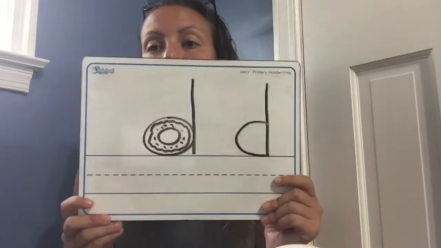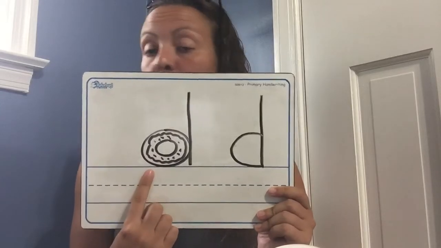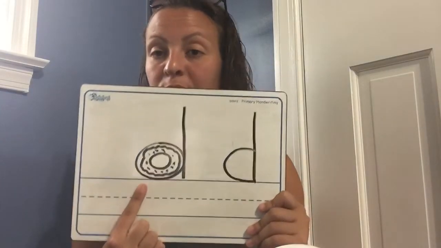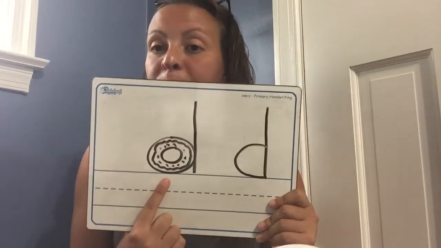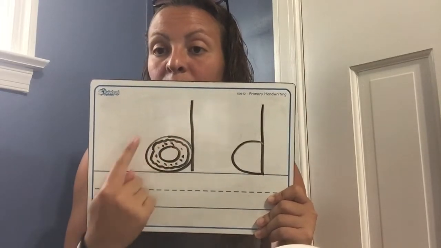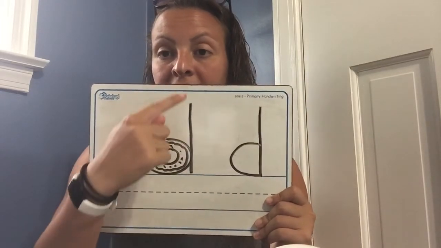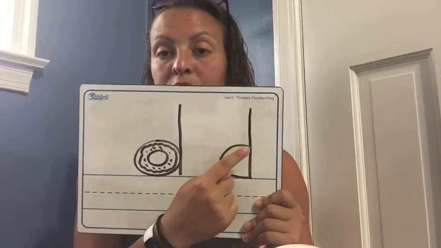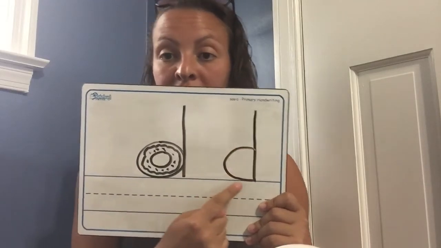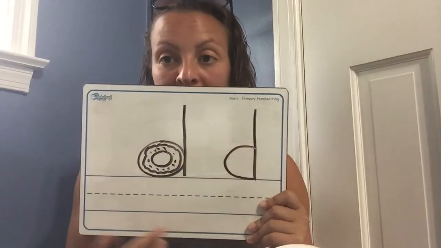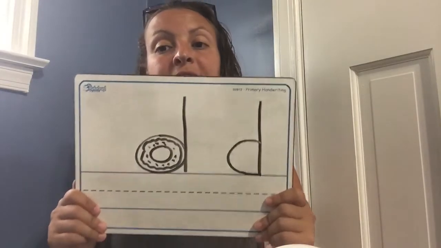And then for D, I thought about my favorite food that begins with D, which is donuts. And I drew a D. The donut always comes first. If I had the choice to eat anything, I would always pick the donut. So you make the donut the bump, and then comes the line, which looks like a D. The donut first, the bump, and then the line. So that's our lowercase d.